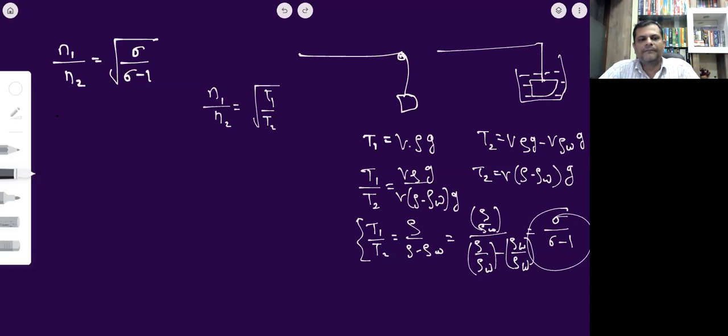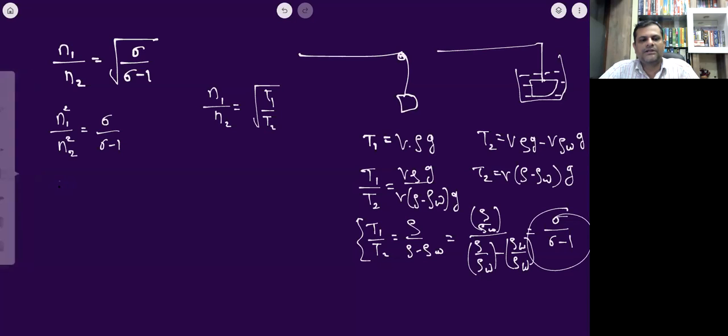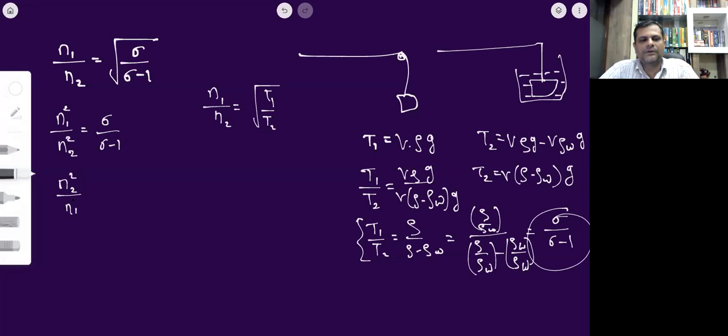But here n1 upon n2 as it is, if we square on both sides, क्योंकि हमको सिग्मा निकालना है ना, तो सिग्मा निकालने के लिए उसको फ्री करो, तो स्क्वायर कर दो दोनों तरफ, तो यहाँ पे आ जाएगा n1 square upon n2 square, right, which is equal to sigma upon sigma minus 1. If we take the reciprocal on both sides, we get n2 square upon n1 square equal to sigma minus 1 upon sigma, so that n2 square upon n1 square becomes equal to 1 minus 1 upon sigma. Sigma को हमने सेपरेट किया दोनों तरफ, तो इससे हमको मिलेगा सिग्मा अपॉन सिग्मा माइनस 1 अपॉन सिग्मा, राइट?